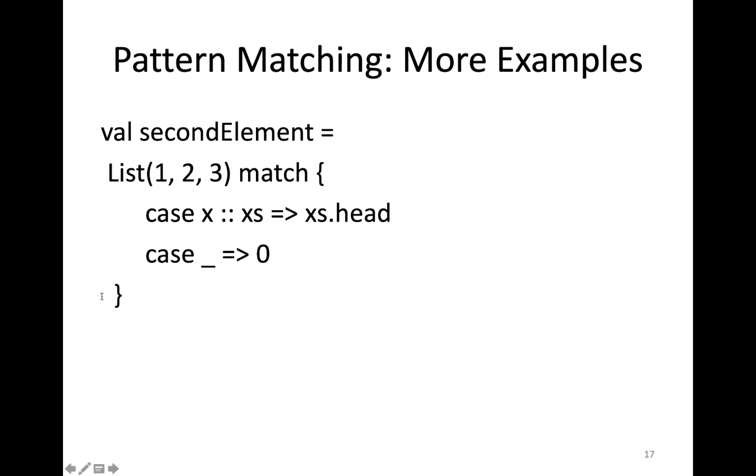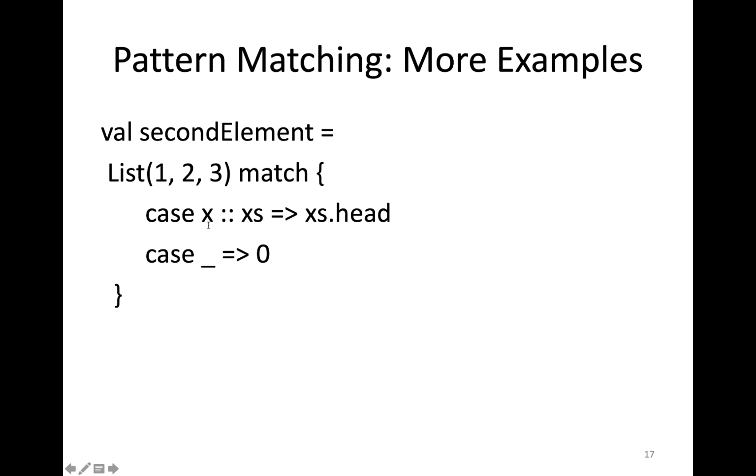Now not only in function definitions can we use this pattern matching, in other code we can also use it. This is an interesting one. Here second element is a variable, and that is equal to whatever is the output of this match. And what this match does here, this is a list, and we are trying to match that list with these many cases.